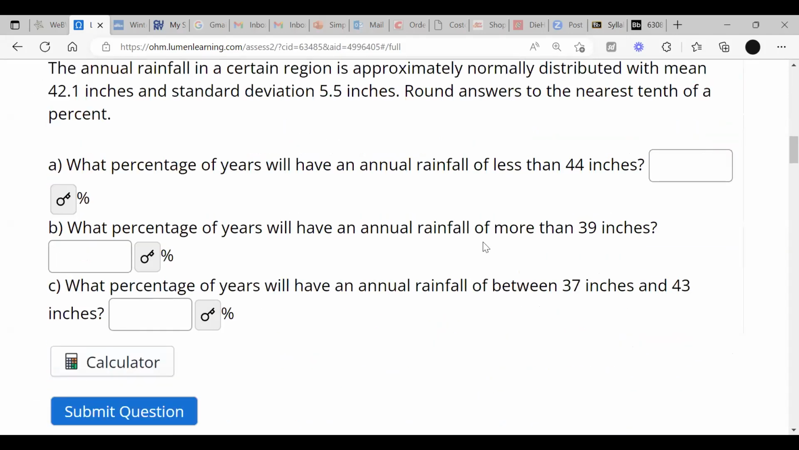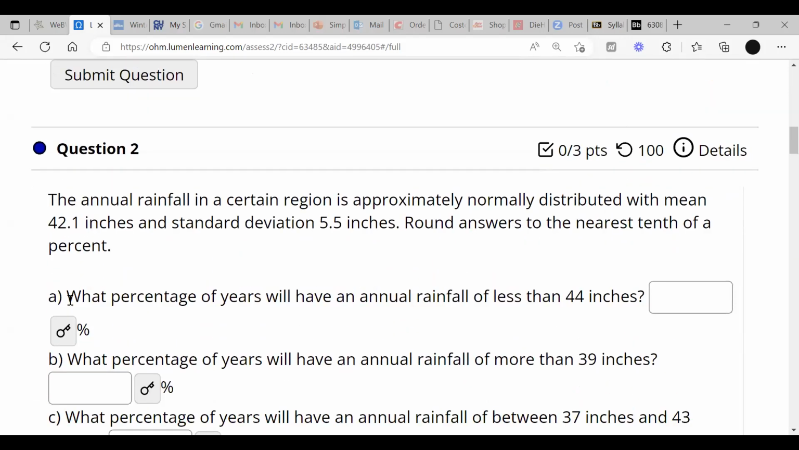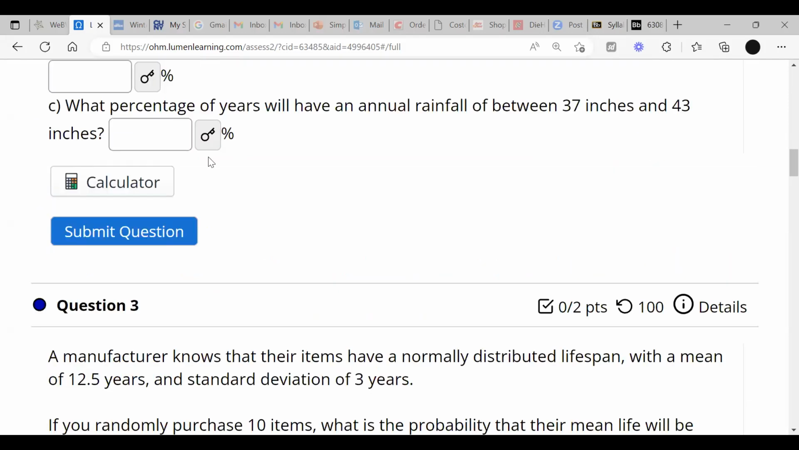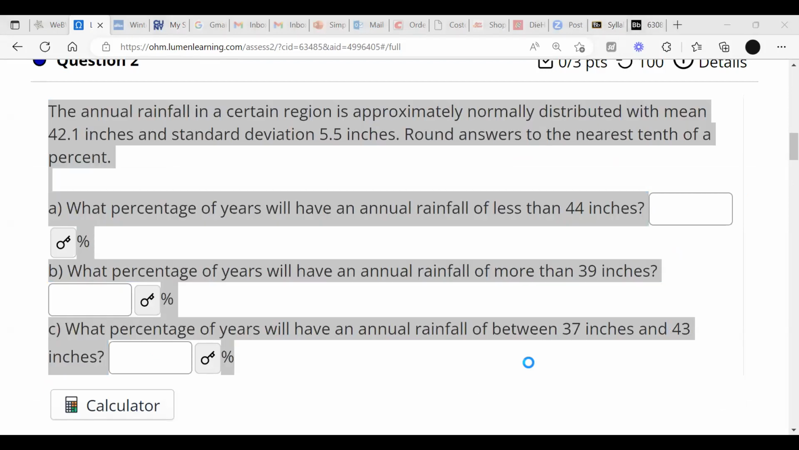This question has 3 components. Question number 2 actually covers all 3 scenarios: less than, so area to the left, area to the right, and area in between.